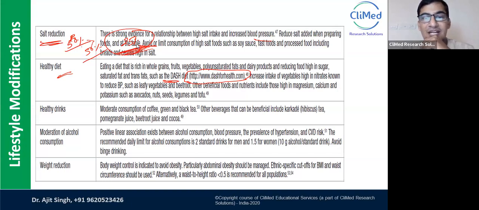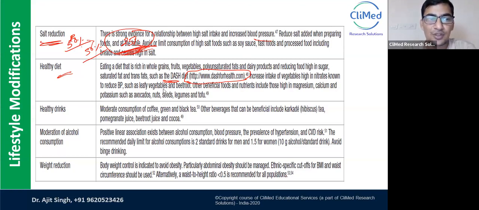We should quit red meat. Yes. Increase the intake of vegetables high in nitrates known to reduce blood pressure, such as leafy vegetables and beetroot. Other beneficial foods include those high in magnesium, calcium, and potassium, such as avocado, nuts, seeds, legumes, and tofu. We can use these things. These come under the DASH diet. The DASH diet is nothing but dietary approaches to control hypertension.